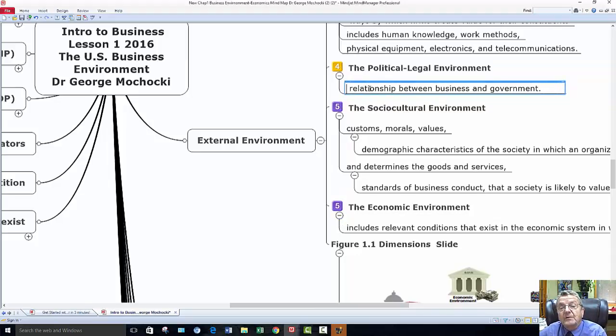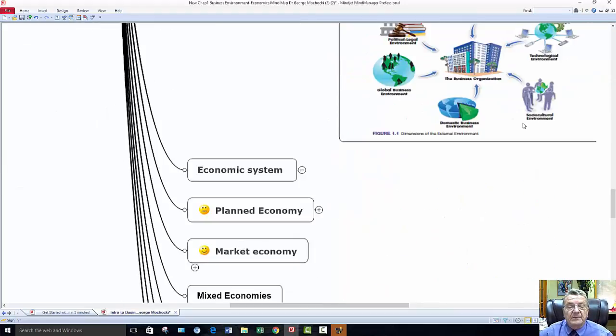Remember, I'm just giving you value added. Relationship between business, and you could just do a slash, and you would know. It's not business and government, unless you're communist or socialist, where governments are involved, right? And as part of the economic systems, you're looking at the different systems. I throw this in because I'm not going to cover it. Okay, so we have everything out.